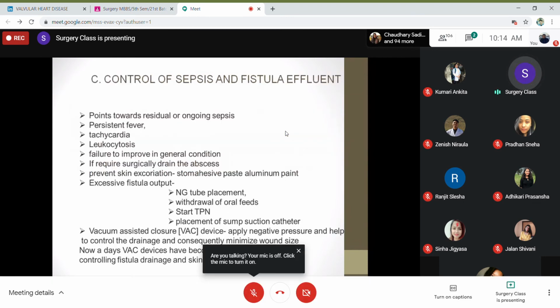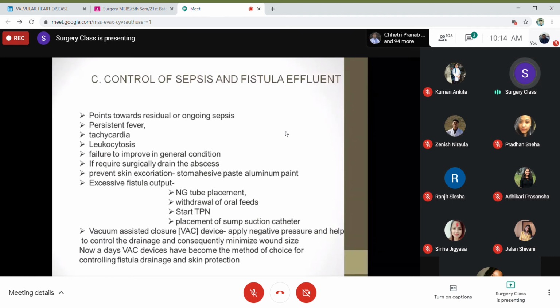So control of sepsis, okay. This I have already told you about, the different signs and symptoms, the investigations, the protection of the skin, and the IV fluids.